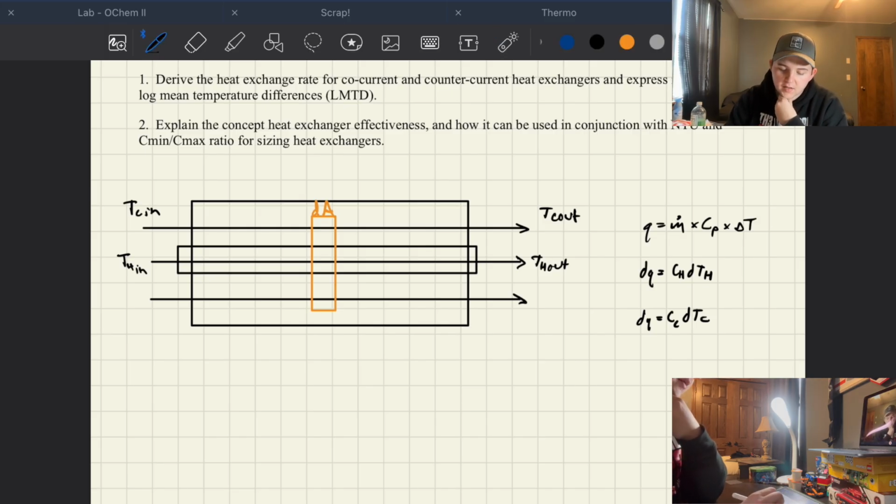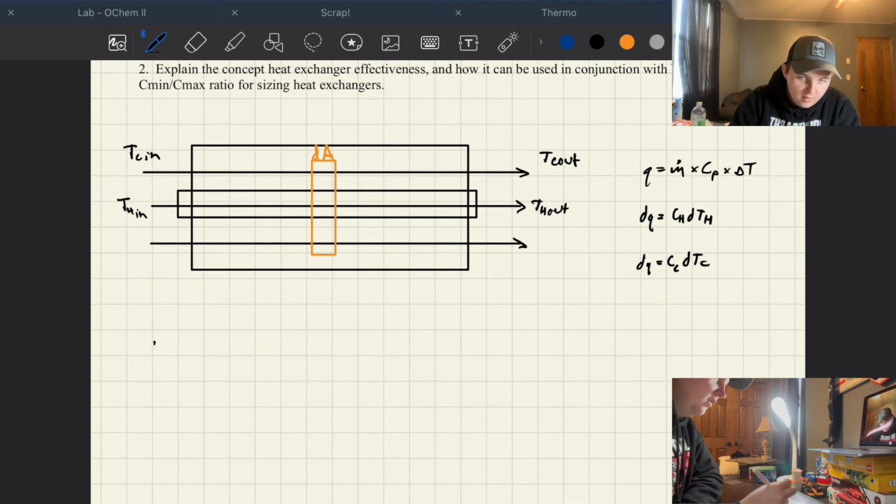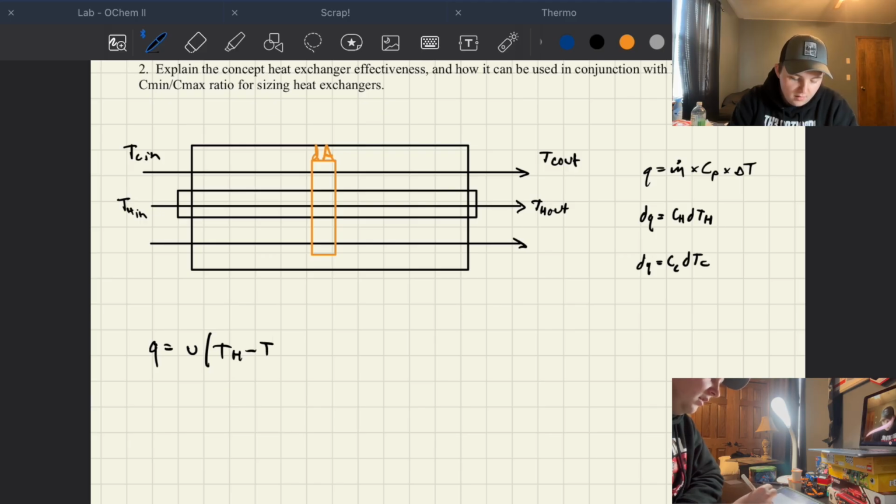And then over here on the right, we just have some terms that will be useful along the way. We have Q equals m dot times CP times delta T, and we have dQ equals CH dTH, and dQ equals CC dTC. First, we want to solve for our heat. So using the formulas on our right, we know that Q is going to be equal to U times our temperature H minus our temperature C, and then times our area.